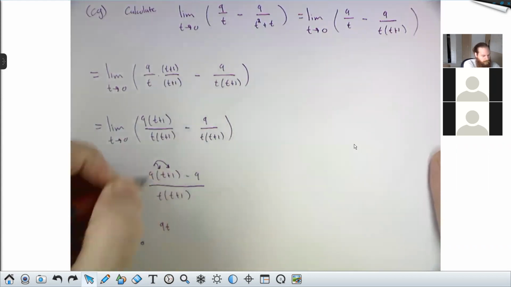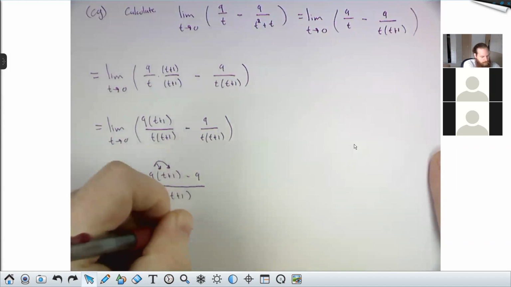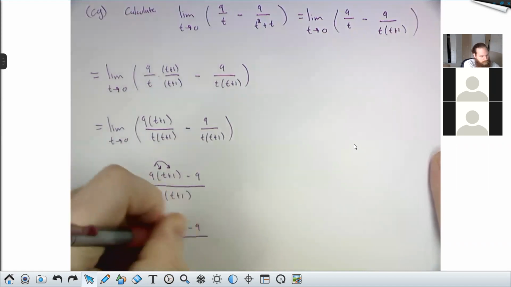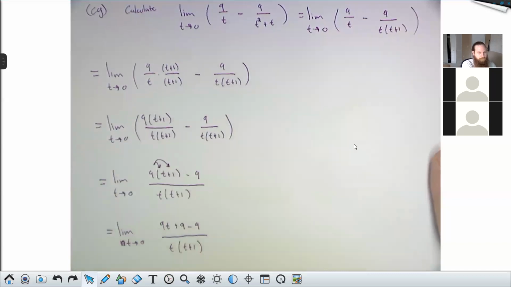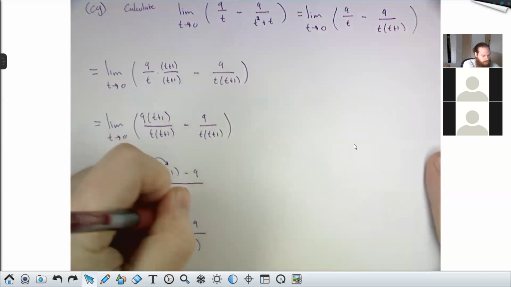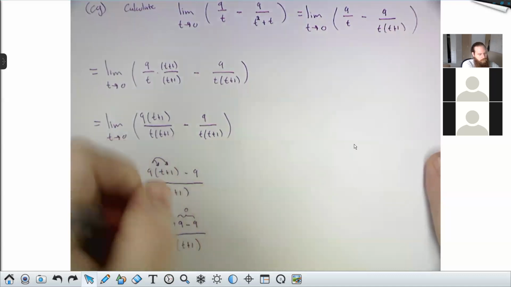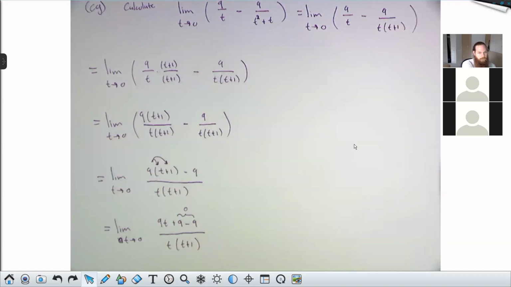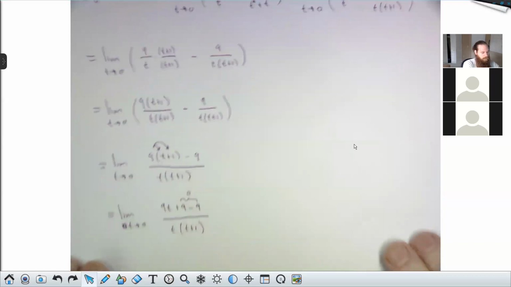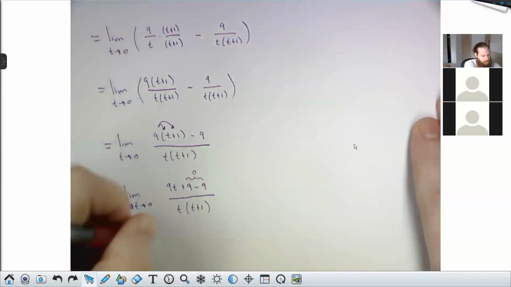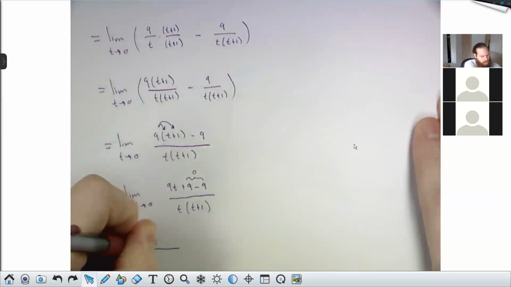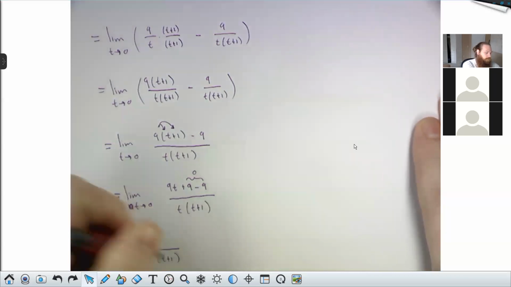That numerator is going to be 9t plus 9 minus 9, and the denominator is still t times t plus 1. And these, of course, add up to 0. So I end up with the limit as t goes to 0 of 9t over t times t plus 1.